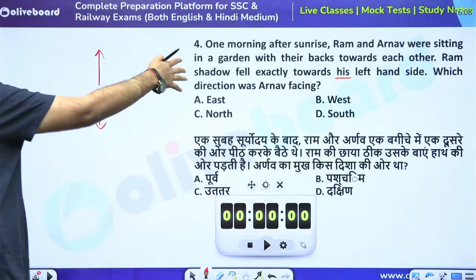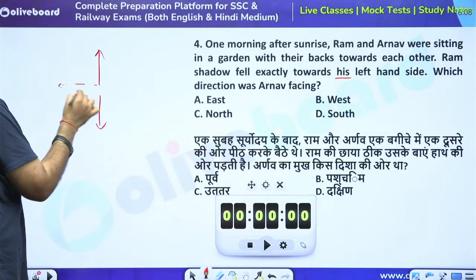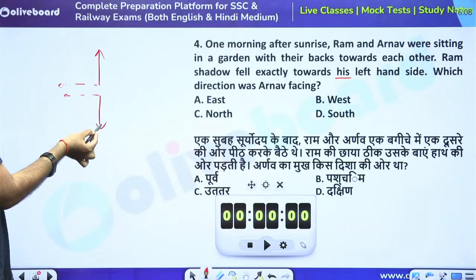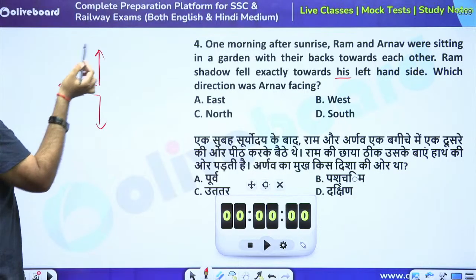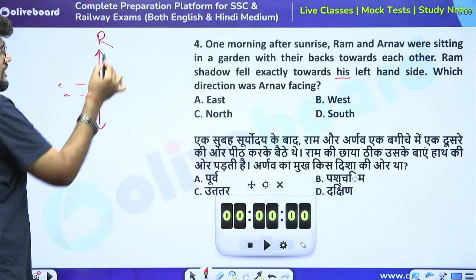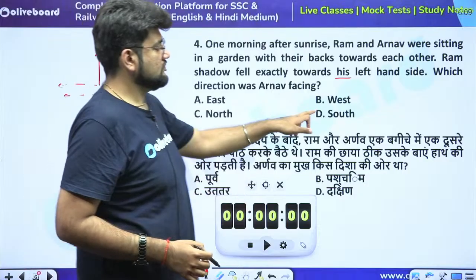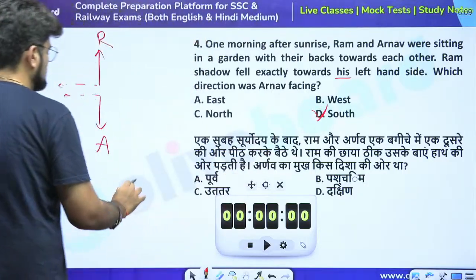Now, since the sun is here, the rays are coming, the shadows will be here. Now, to his left, the shadow is there. We are saying Ram's left, the shadow is falling. So, this is Ram, this is Arnav. Now, the question is asking us in which direction was Arnav facing? Arnav is facing the south. Okay.